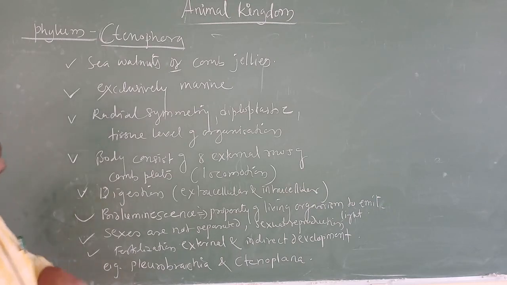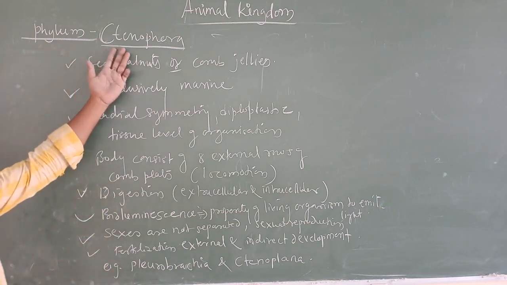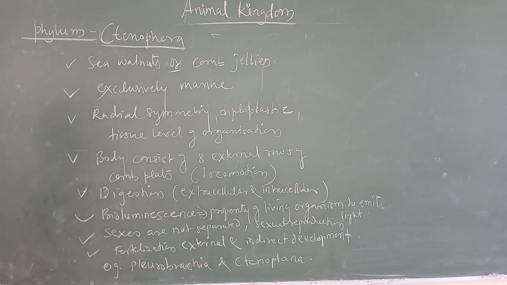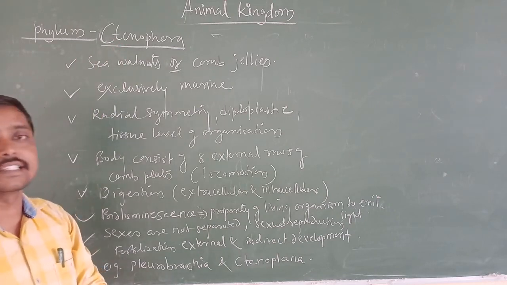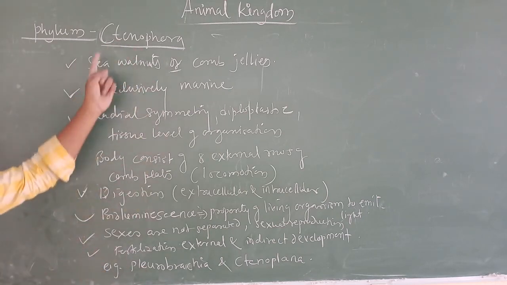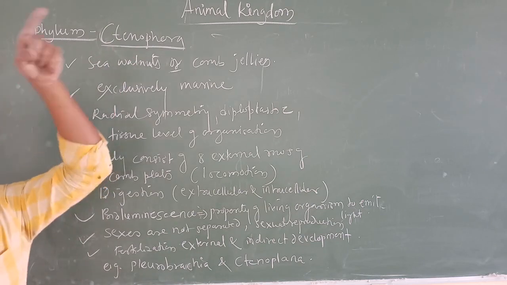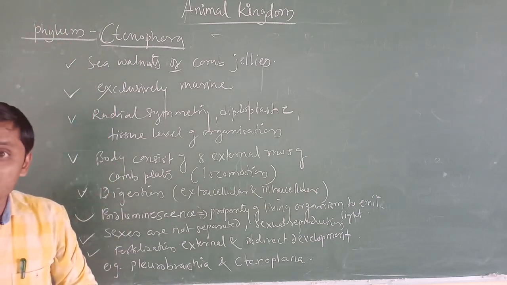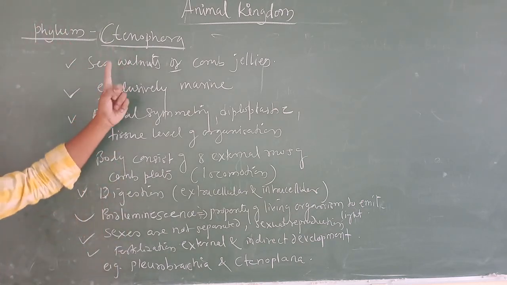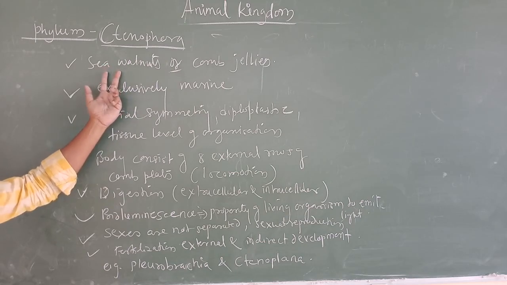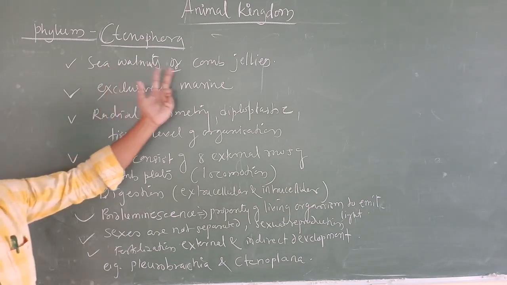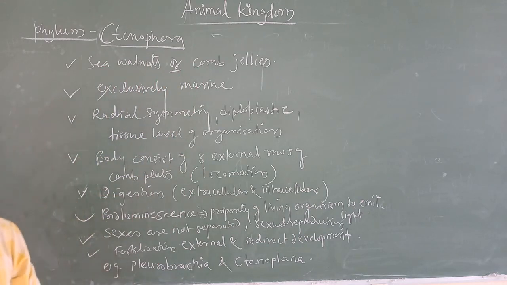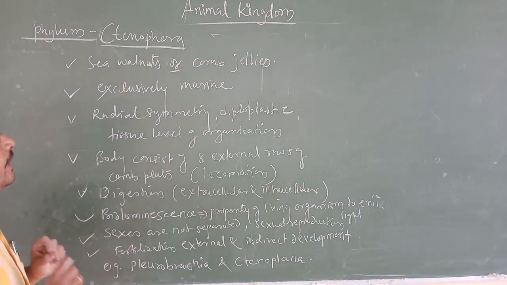Now, the next phylum we are going to study is Ctenophora. This phylum comes next to the Coelenterata. Just as we called poriferans sponges, in Ctenophora they are commonly called sea walnut or comb jellies.